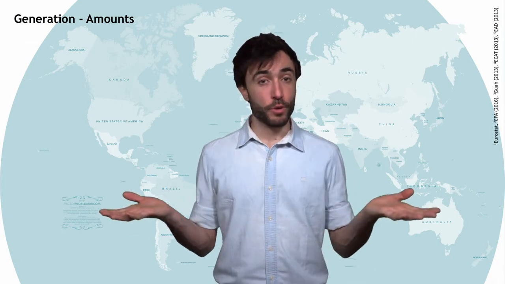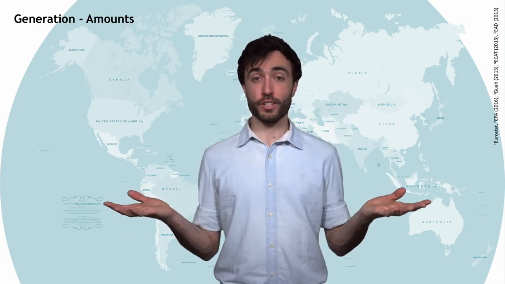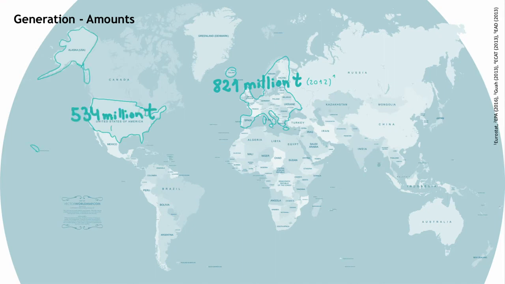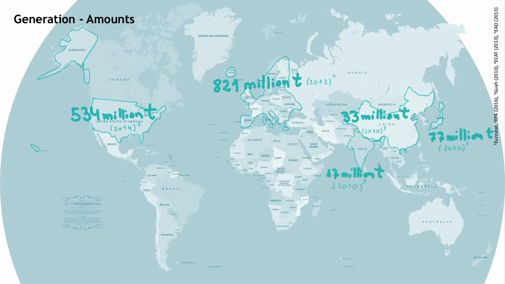So, how much construction and demolition waste do we generate? Let's have a look at the generation rates of the European Union, United States, Japan, China, India, and the Arab cities of Dubai and Abu Dhabi. The European Union seems to generate most construction and demolition waste, followed by the USA.